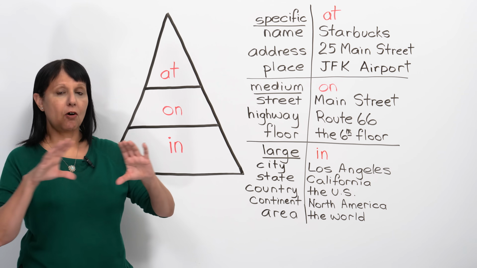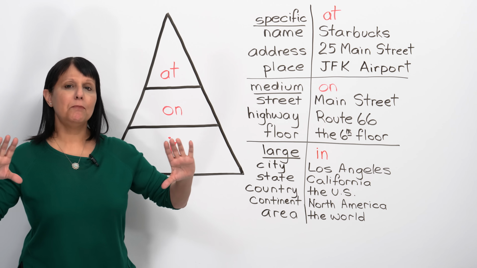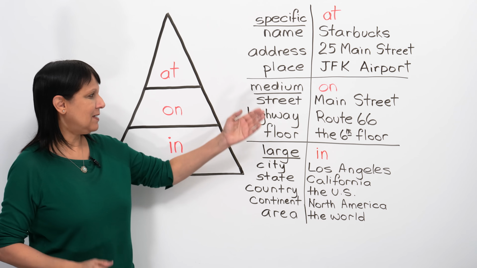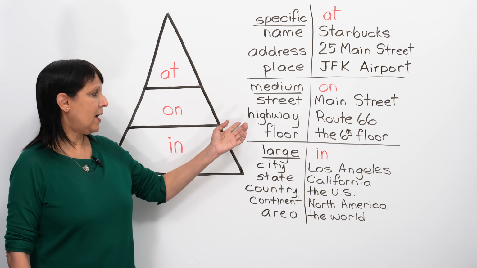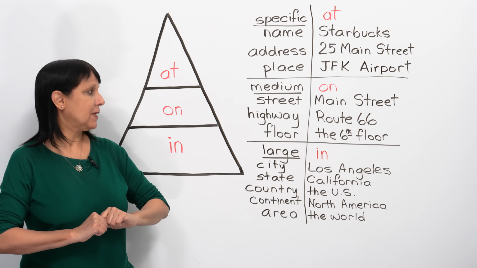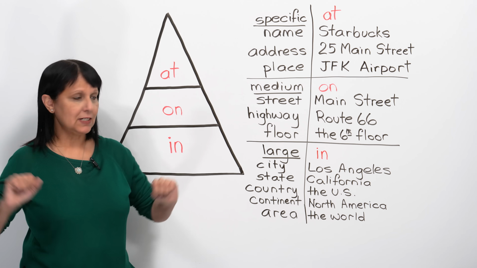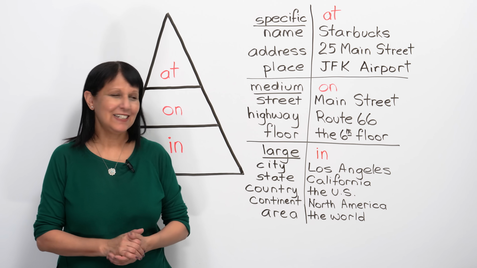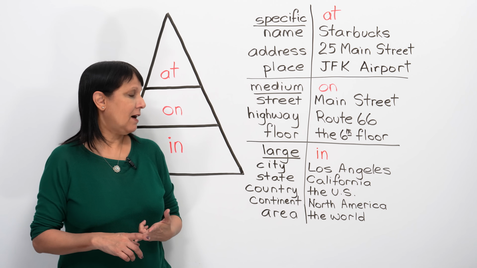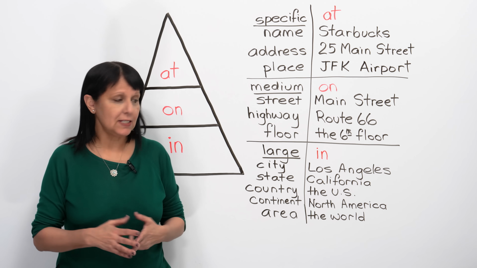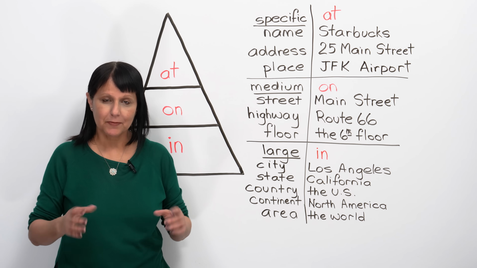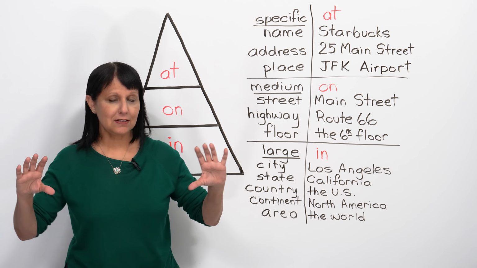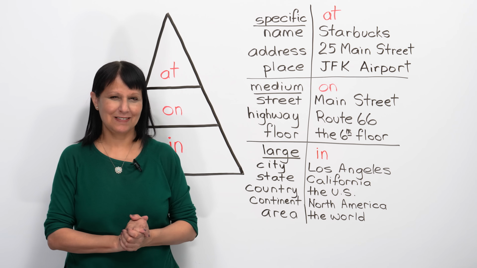So the second one is on. On we use for a little bit more than a very specific place. It's a little bit wider. For example, we see here on a street or a highway or a floor, okay? So we see on Main Street, on Route 66, on the 6th floor, okay? So somebody lives on Main Street. I drive to work on Route 66. I work on the 6th floor, okay? So we see that it's a little bit wider than that specific place. A little bit wider. Tends to often be horizontal kind of places, okay?